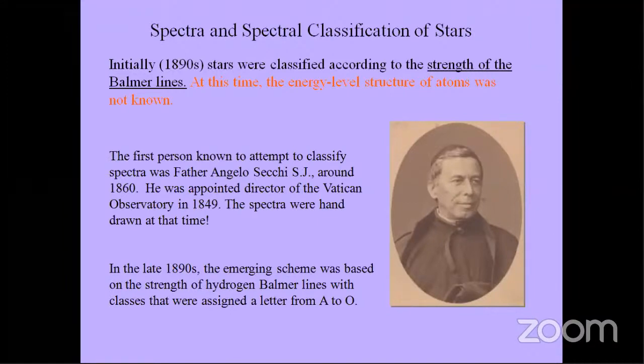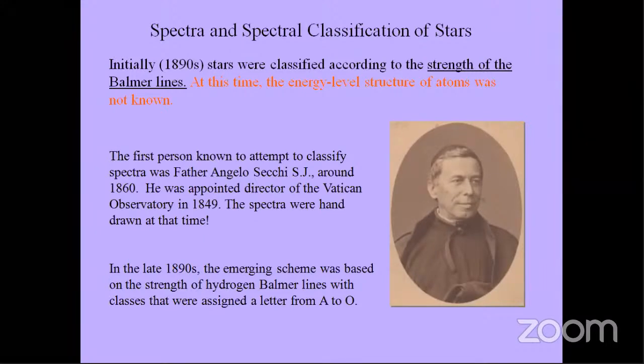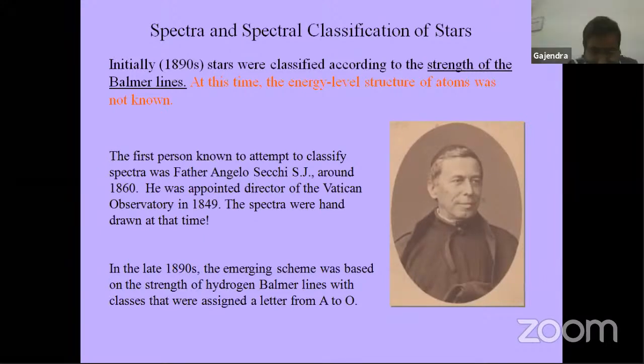All stars at any given temperature radiate at all wavelengths, but the ratio from one wavelength to other wavelength would change. Say for a hot star, ultraviolet flux would be more than the flux what you get in the infrared. Is that clear? Yes, sir. Thank you.